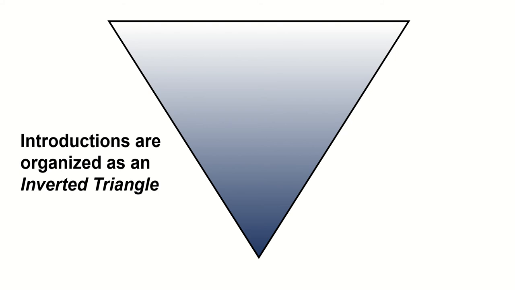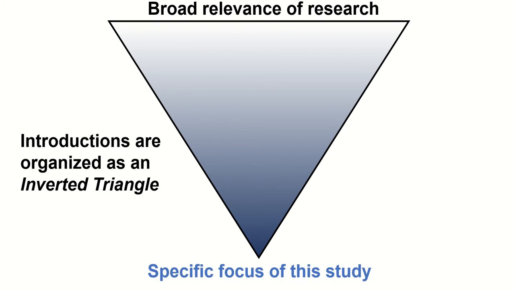What an inverted triangle means is that at the top of the introduction, the first paragraph, for instance, is going to be the broad relevance of the research. So what broad problem are we looking at here that you can easily relate to usually, okay? And then at the end of the introduction, the authors will typically talk about the specific focus of the study or the purpose. Other things you might find discussed here are the research questions or even a hypothesis that led the research, the experiments for the research.